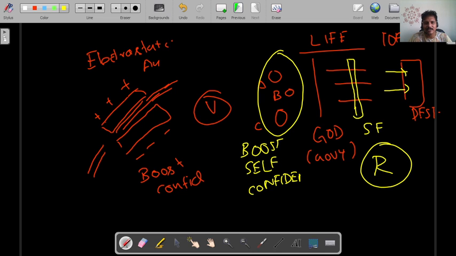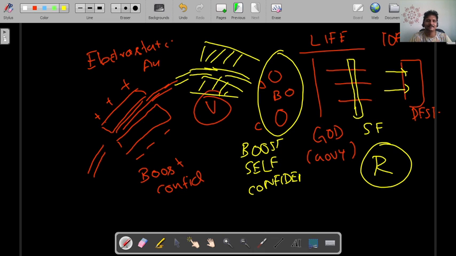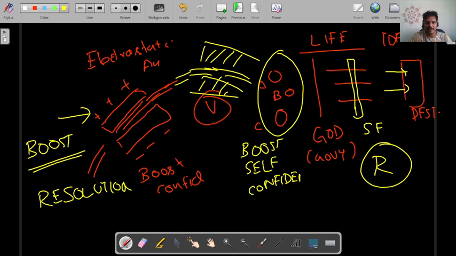You initially use an electrostatic analyzer, then it flows into your magnetic part. Then it goes into your magnetic sector. So this initial boost will improve the resolution of your mass spectrometer. This is called a double focusing mass spectrometer.